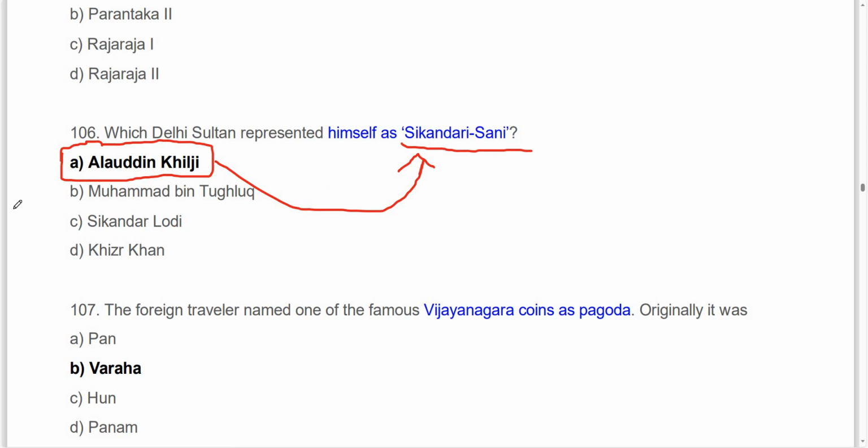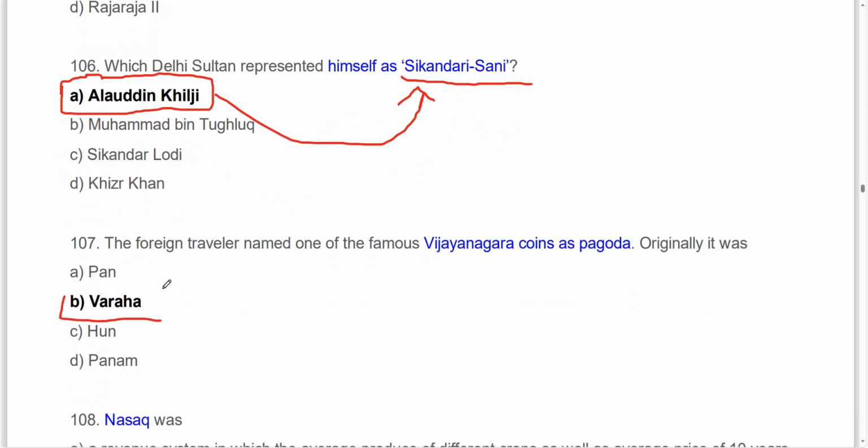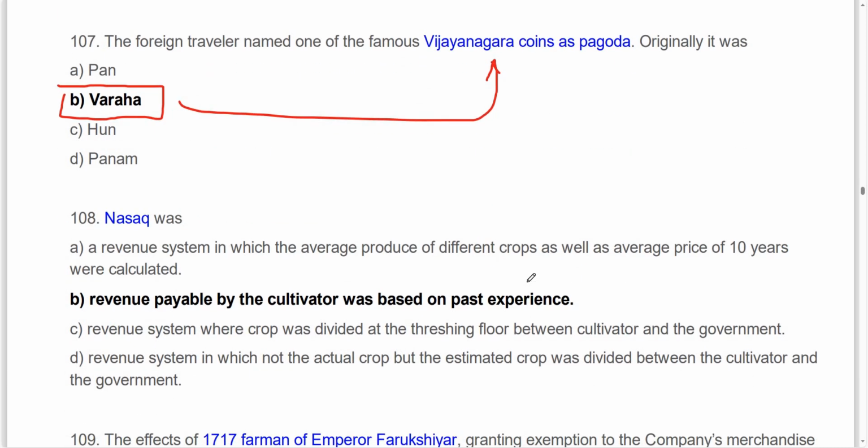Moving on, foreign travelers named one of the famous Vijayanagara coins as pagoda. Originally it was known as Varaha. So the Varaha coins of Vijayanagara were renamed as pagoda by foreign travelers, but originally they were known as Varaha.